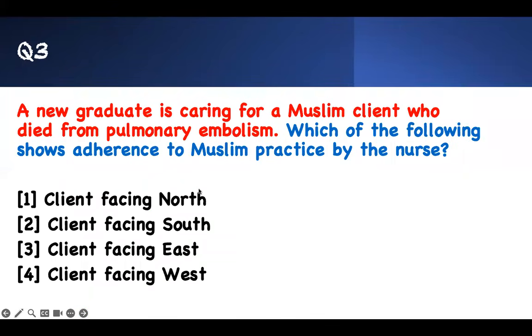Number 3. Which of the following shows adherence to Muslim practice by the nurse? Like I said, pause it, answer it, then listen to what I have to say. That means the patient is a Muslim, okay? A new graduate is caring for a Muslim client who died from pulmonary embolism. Just died, okay? What should the nurse do to indicate that she understands Muslim practice? A dead person who is a Muslim should be facing east. That's all. So north, south, and west are wrong. Key is east. That's the practice.